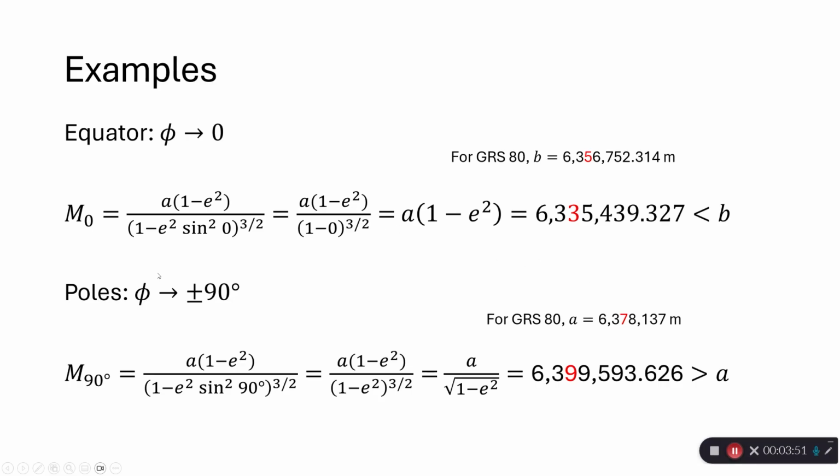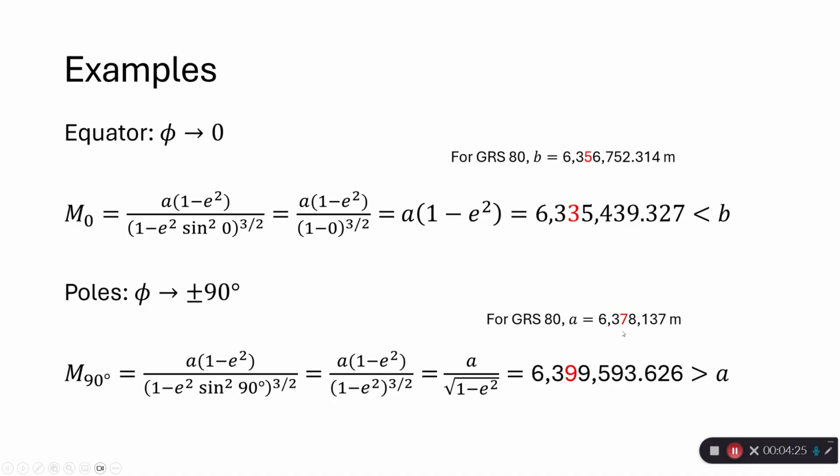Okay, well, what about at the poles? We know it's going to be a bigger number at the poles. Our argument from the previous slide leads us to anticipate that. So when we work this out, the sine of 90 degrees is 1. So we have 1 minus eccentricity squared to the 3/2 power. The 3 cancels, and it leaves me all of this stuff. There's some algebra to do, and it leaves us with A over the square root of 1 minus the eccentricity squared. This number is larger than the semi-major axis.